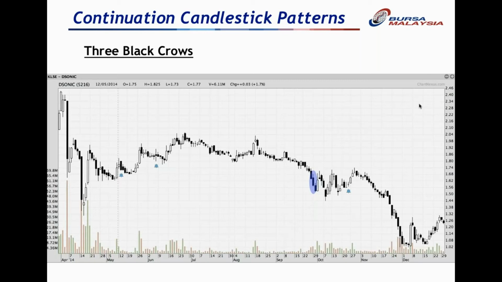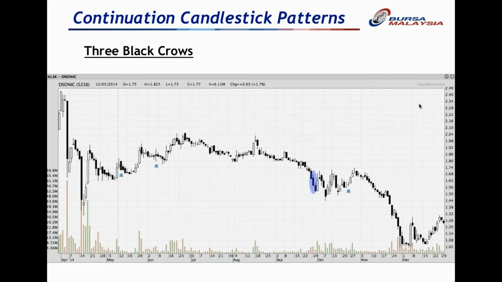So it's the opposite of the three white soldiers. Let's take a look at this counter. Here we see there are three black crows, and after the three black crows, you see the chart go even further down. So it tells you that the bearish momentum is likely to continue. When you see three black crows, maybe you can sell already, because as a trader, you can sell when the bearish trend is likely to continue.